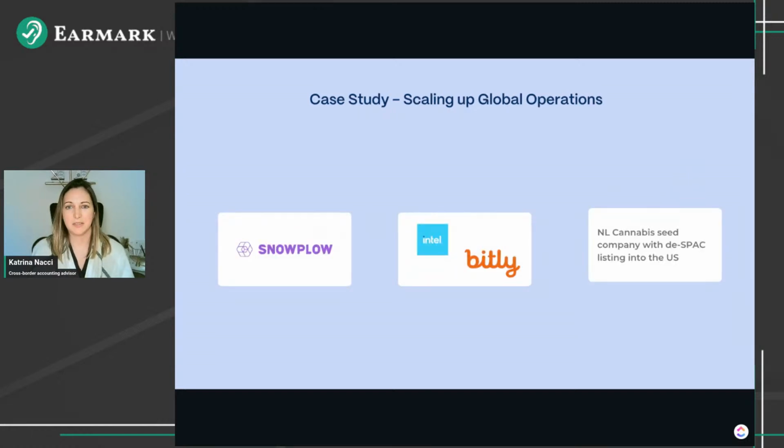And then I'm also seeing this a lot with companies that are starting to scale up globally. So Snowplow, for example, is a UK SaaS company in the data analytics space. They had done a Series B fundraise a couple of years ago with some cornerstone US investors and had to go through a US GAAP conversion. So I helped them through that process.